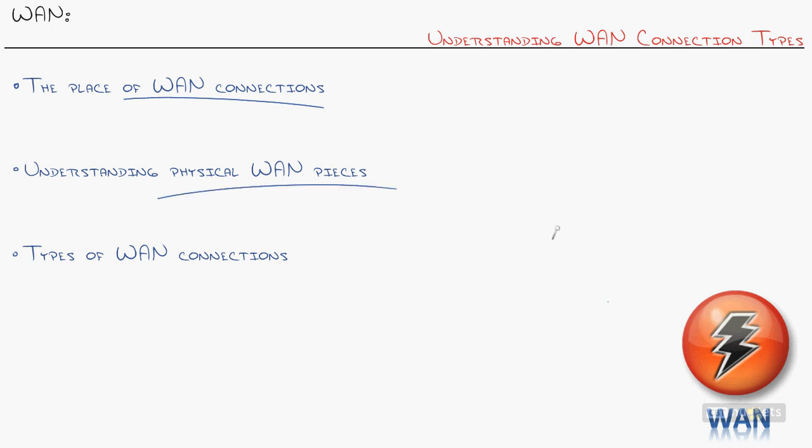We'll look at the physical WAN pieces so you know what you're walking into, physically speaking, like, okay, what does that box do when you get into a business connected to a WAN? And then we'll look at the types of WAN connections, a lot of the advantages and disadvantages of each one.